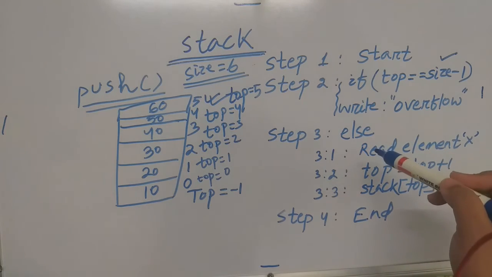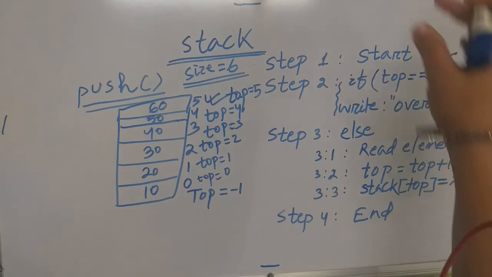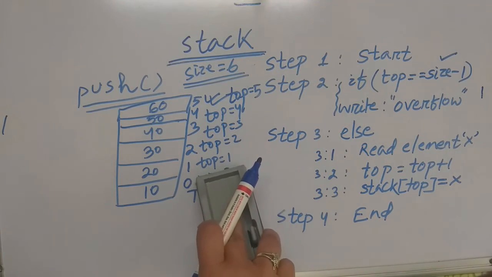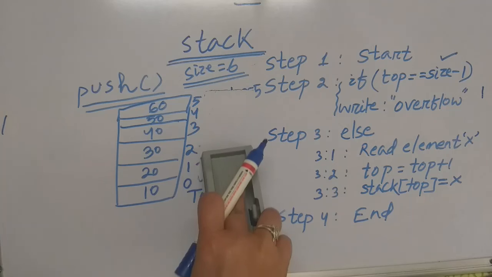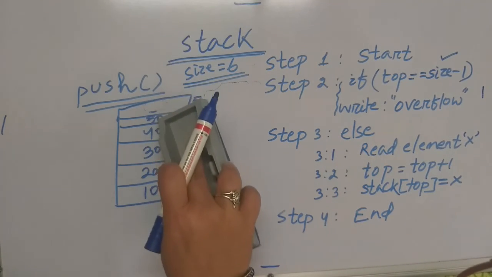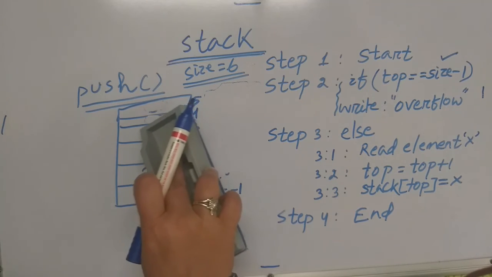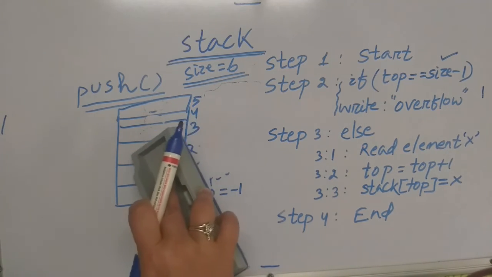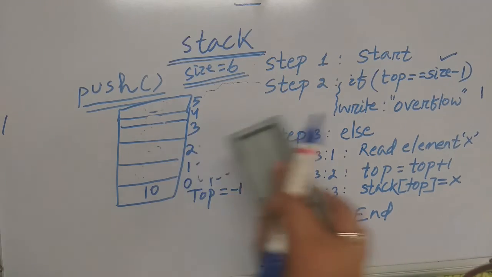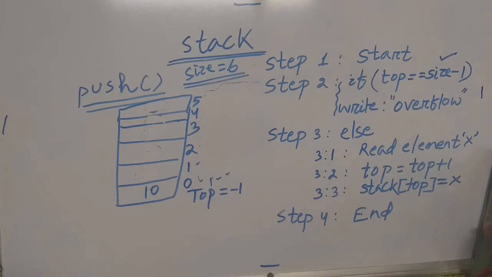Else, what are you doing? Suppose this is not the overflow condition, then what are you doing here? That means all the elements are not in the list. Suppose only one element is there, or the stack is empty.